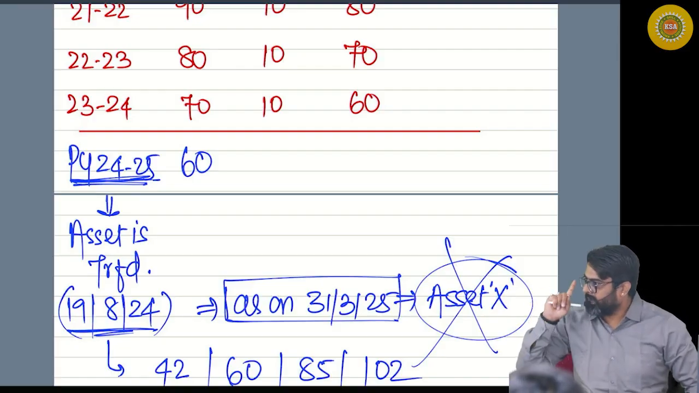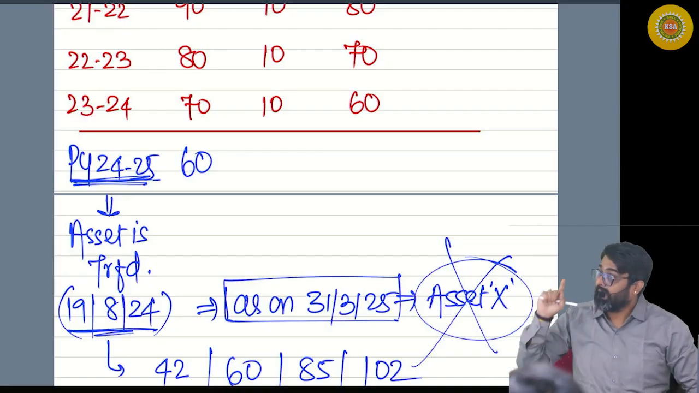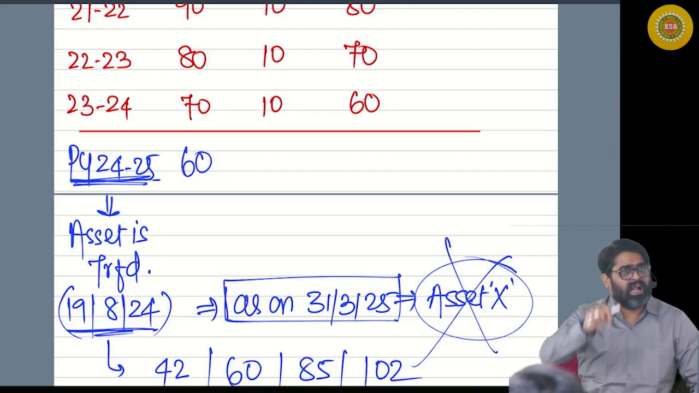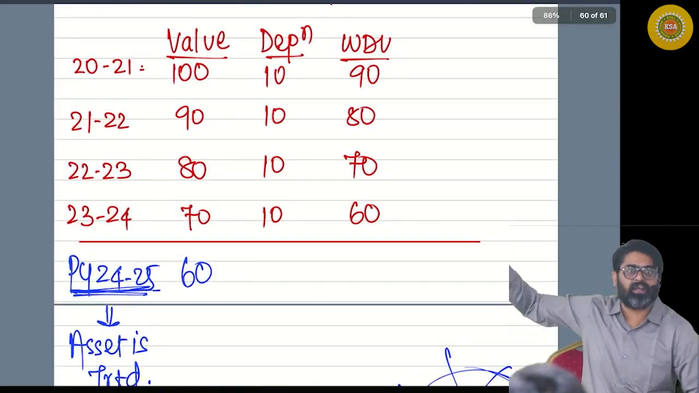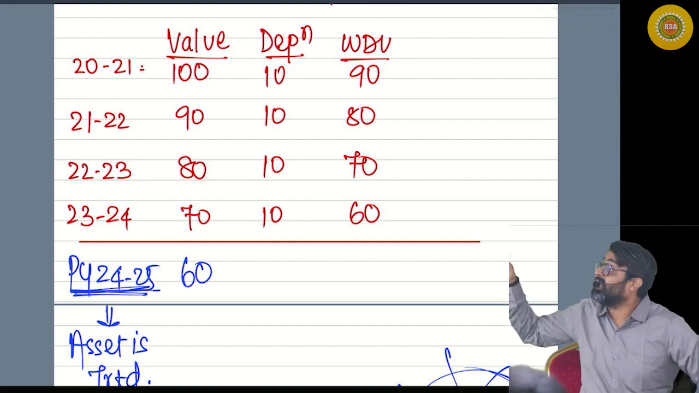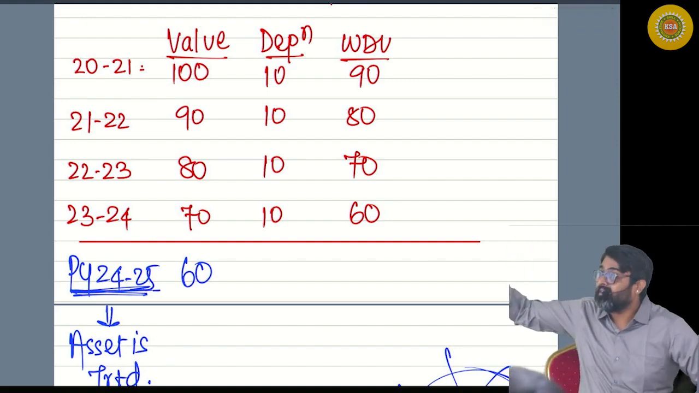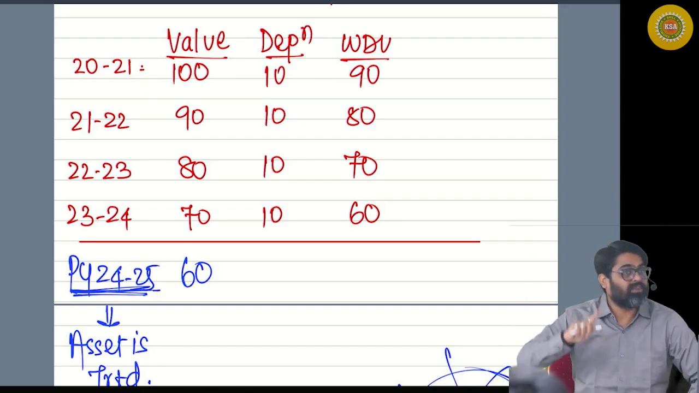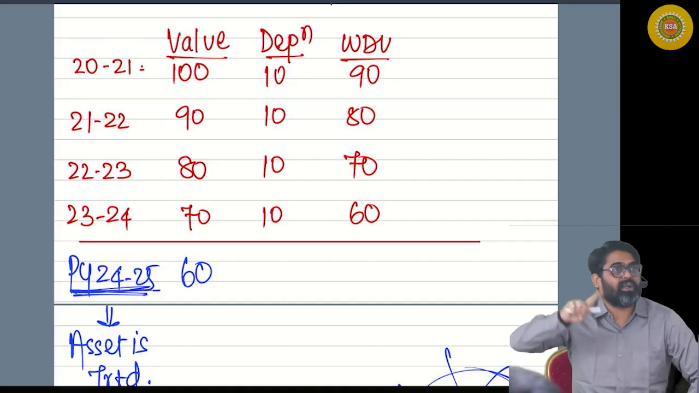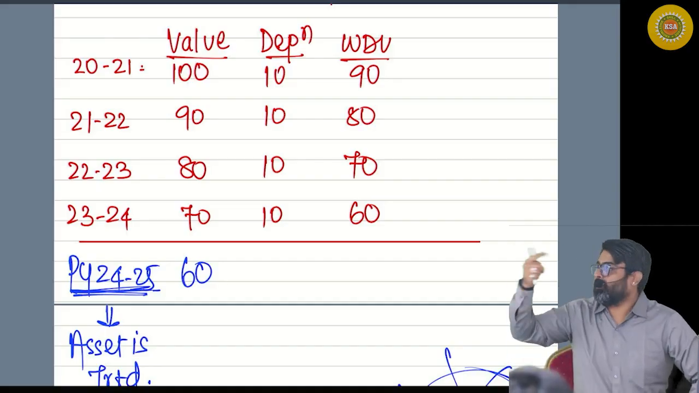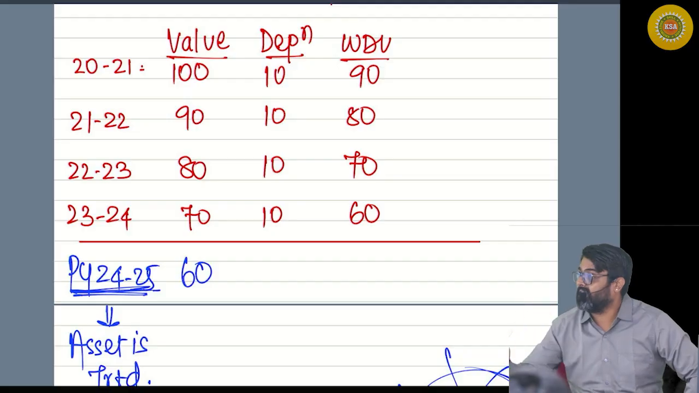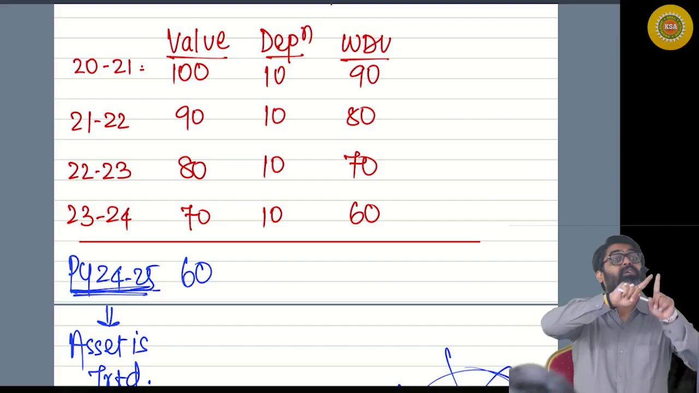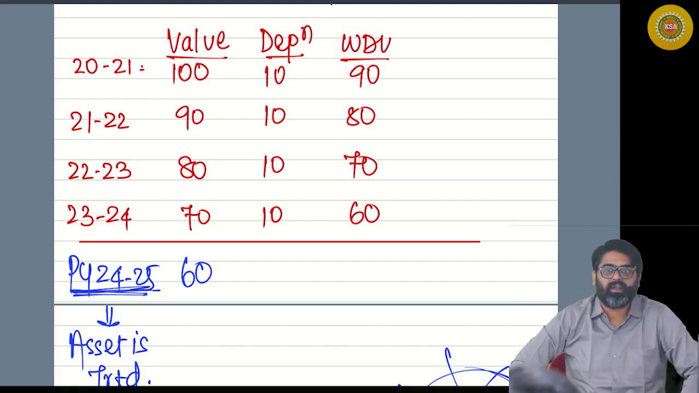If you want to claim depreciation for any year, remember that asset should be there in your business as on the last day of that previous year. Why did you claim depreciation for earlier years, you know? In all the years, as on the last day, the asset was there in the business. As on 31st March 21, as on 31st March 2022, 2023, 2024, every previous year, the asset was there in the business. Hence, the full year depreciation for that year was given.